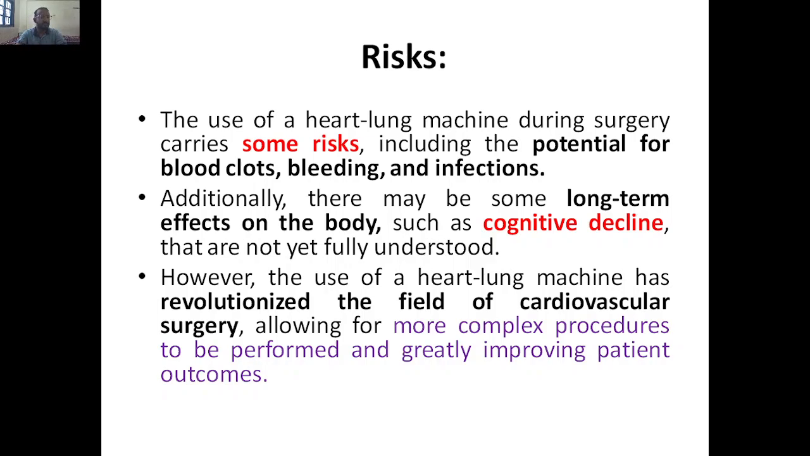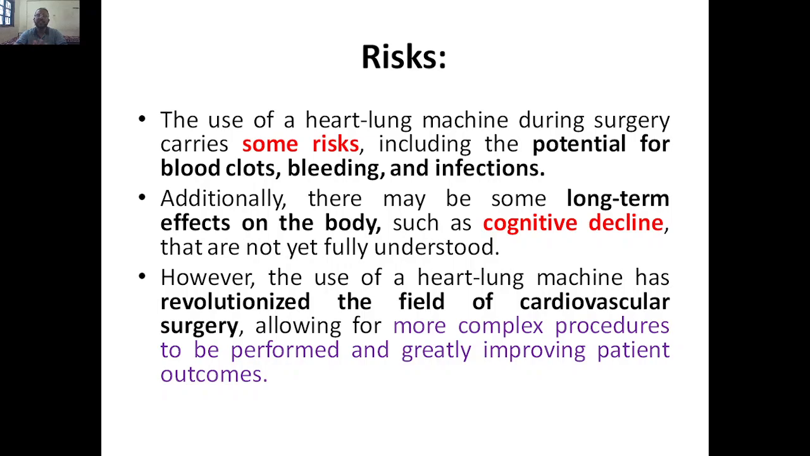Or infections. Obviously, since you are using a machine, however much you sanitize it, however much you make sure there are no bacteria or microbes present in this machine, since you are using it for at least 3 to 4 hours, you might expect some infection related to this heart lung machine.